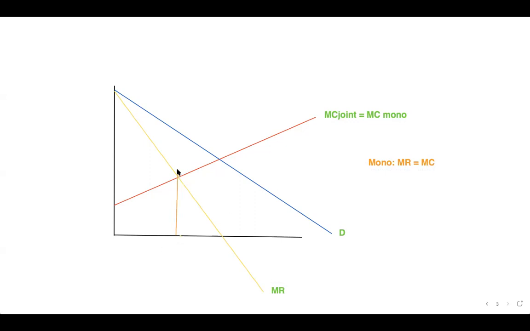So and then from that monopoly quantity, we would take the monopoly quantity up and we would find the monopolist price. So what a lot of people say, I'll call this QM, and then up here, PM, is that the monopolist doesn't have a supply curve.